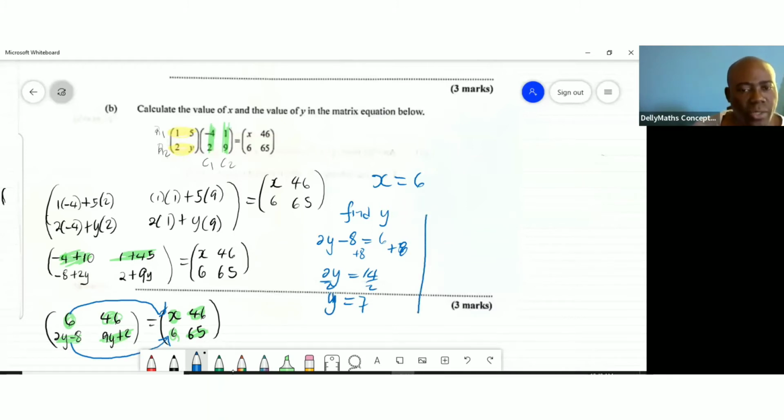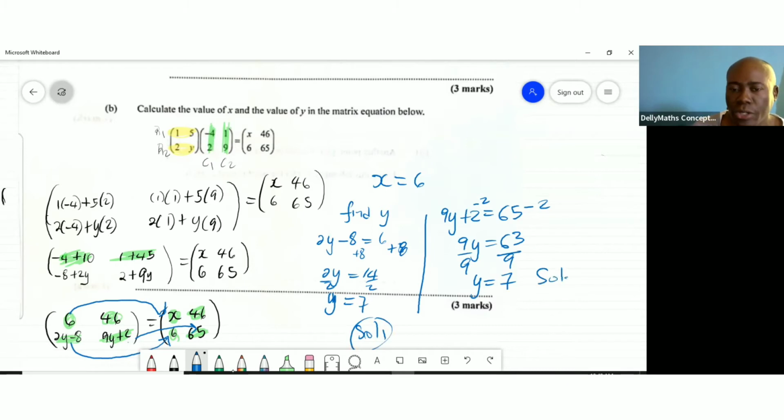But I never had to do it that way. I could have used this situation. 9y plus 2 equal to 65. I will be subtracting 2 from both sides. 9y is equal to 63. If I divide both sides by 9, then y is equal to 7. 7 nines is 63. So as you could see, this is solution 1, and here is solution 2.